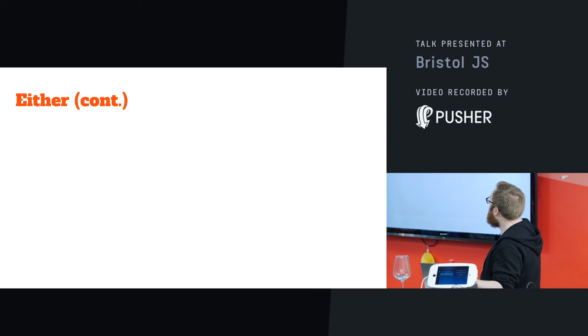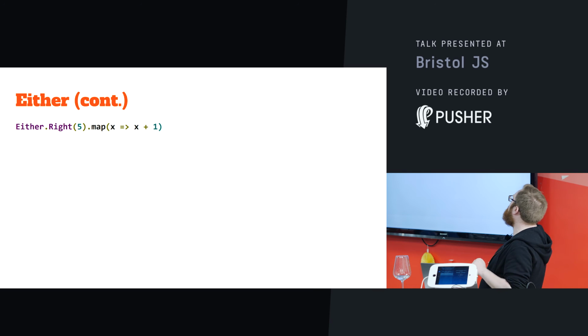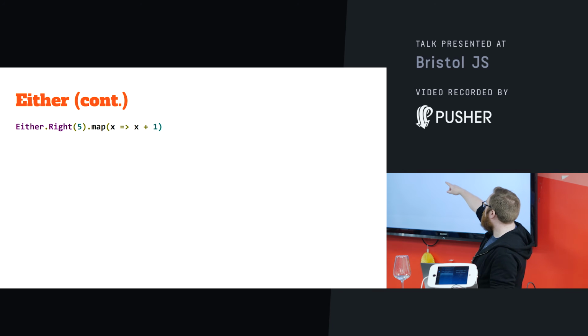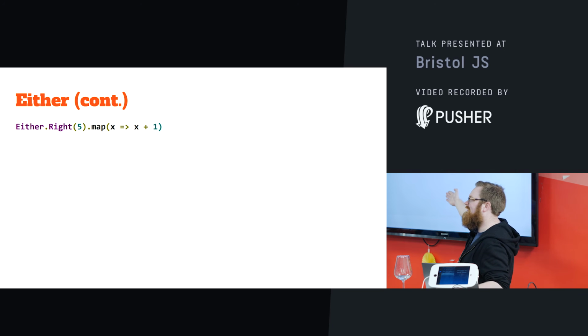So in code, an either would look a bit like this. Either, pull in some either library, dot right, put a value in, say 5. Oh no, we can start calling map against it, because it's a functor. We get to reuse these things again and again and again. And then what do you get? Oh, you've got a right that's got a 6 in.